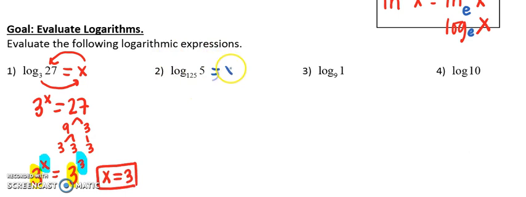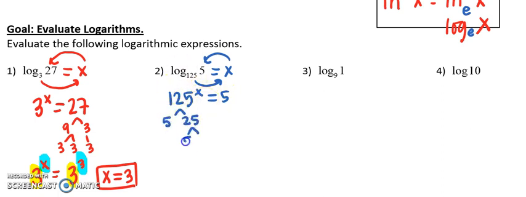I don't know what it equals, so I'll say it equals x. Then I'm going to switch it to exponential form. So 125 to the x equals 5. I'm going to look at this here, and this is a real weird one because this is smaller than this one. So let's break up 125. So I know this is 5 times 25, and I know this is 5 times 5. Alright, so we have 5 to the 3x equals 5.